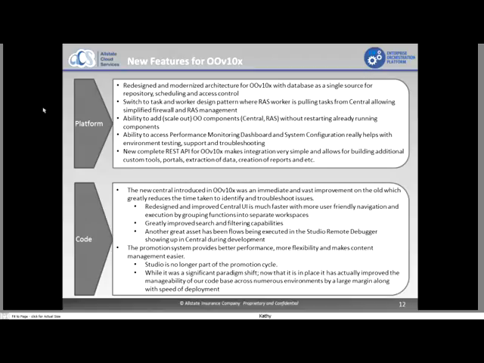Also, I like the switch to the task and worker design pattern, whereas the worker is pulling tasks from Central, allowing simpler firewall and RAS management. The REST interface in Central is another huge feature for us. It's really robust and you can pretty much build anything you want, your own Central interface if you need.